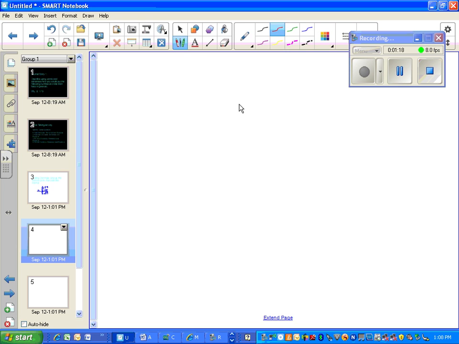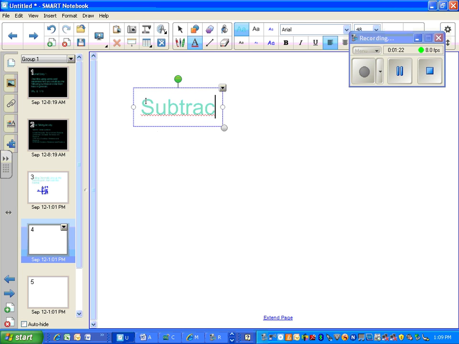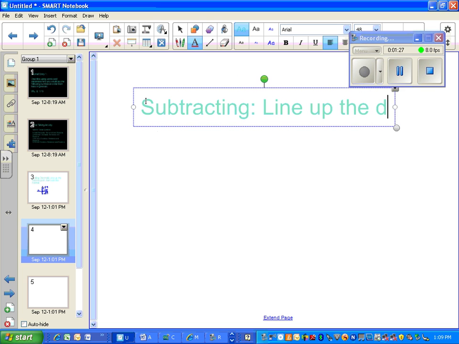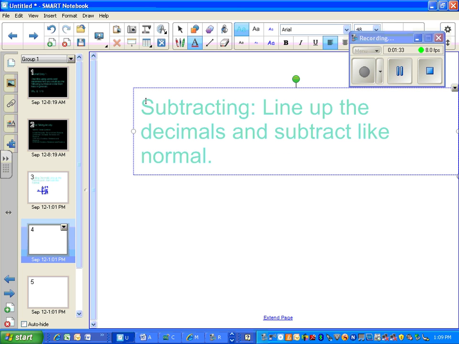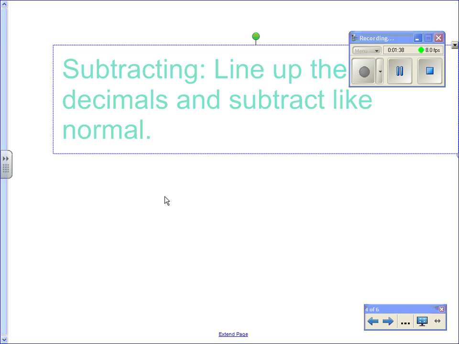Okay, next one is subtracting decimals. All right, for subtracting decimals, it's the same thing. You line up the decimal and subtract like normal. And then in your answer, you bring that decimal straight down. All right, so here we go. Here's an example. I'm going to say 0.996 minus 0.5.